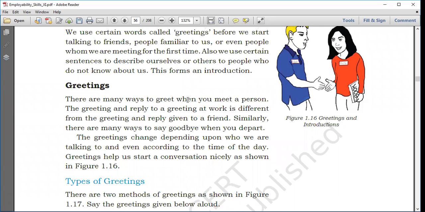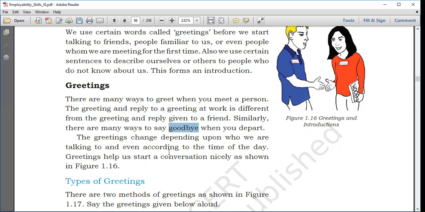There are many ways to greet when you meet a person. Greeting and reply to a greeting at work is different from the greeting and reply to friends. So it depends upon the person to whom you are greeting or talking. The words we use for greeting a family member or a friend are different from the words that you use in your professional life. Like if you are an employee of a company and you greet some other employee of the company, the way is different. Now, whenever you greet your friends and relatives, the way is different again, right?